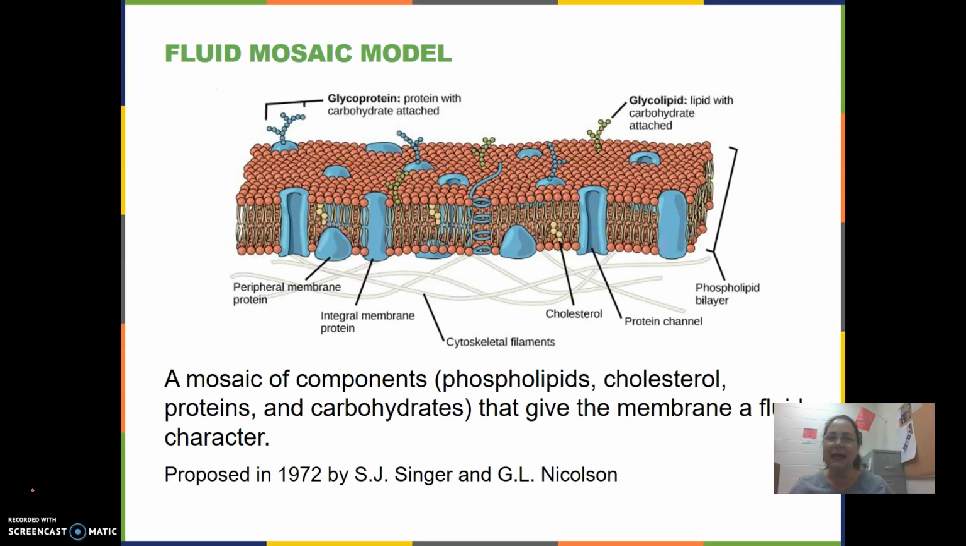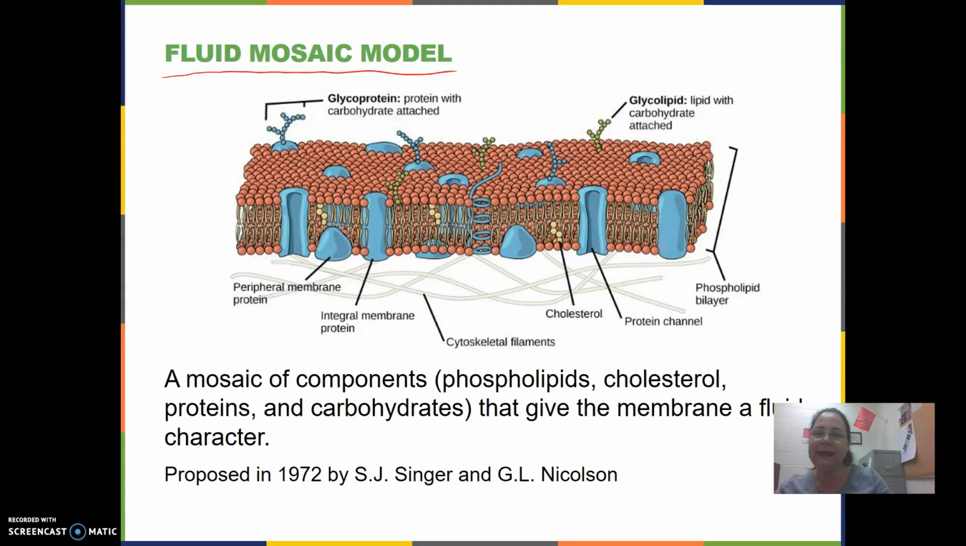The fluid mosaic model of the plasma membrane was developed in 1972. I won't tell you why that year is important to me because, well, I just won't, but you can guess. But it was developed by S.J. Singer and G.L. Nicholson. These are the scientists that developed this model of the plasma membrane structure.